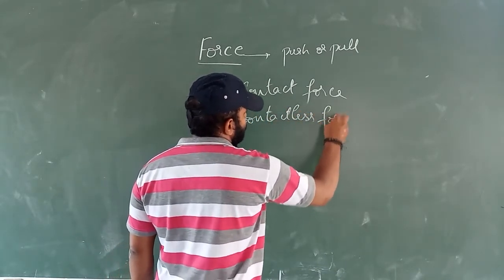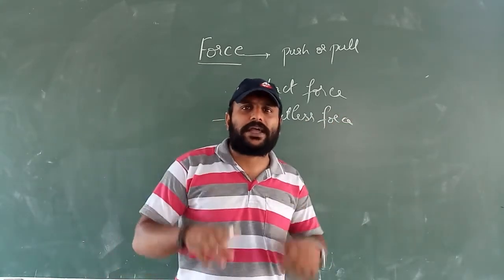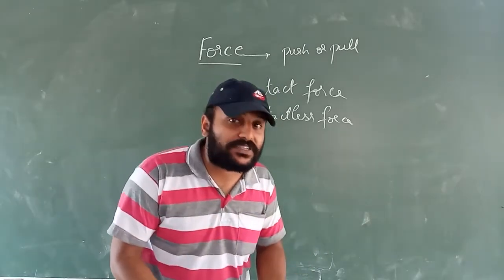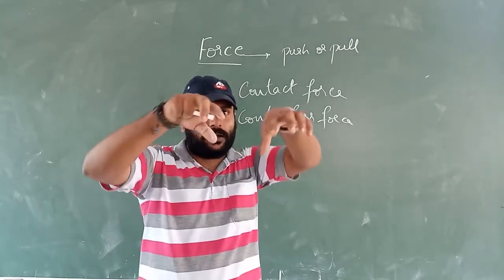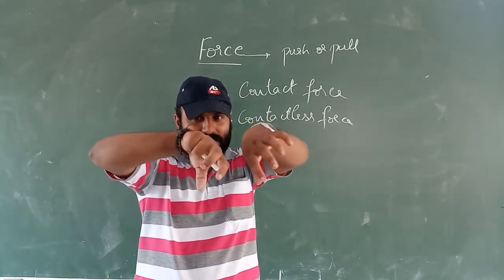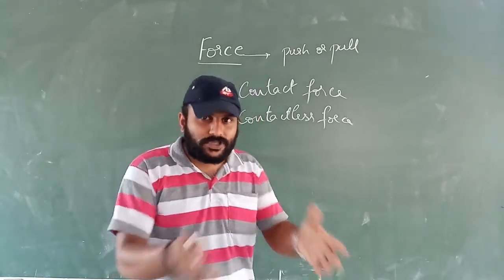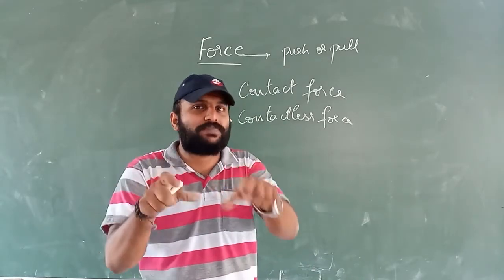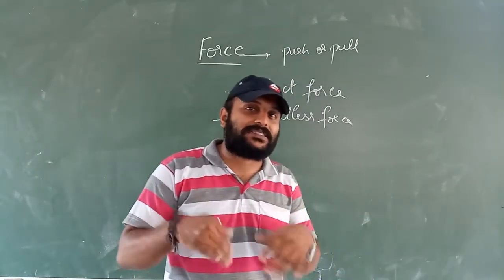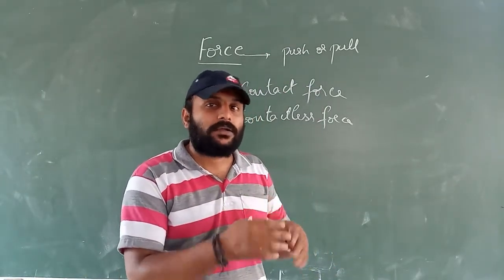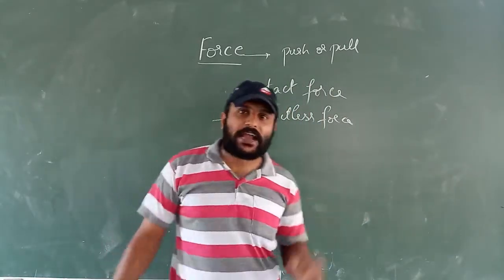Contactless force. Same definition. The force exerted by an object where there is no direct physical contact with the other object. Like for example, magnet. Think that two magnets are there, like poles. If you keep the like poles together at a distance, when you push one magnet, the other magnet will move. Right. So there is no direct contact, but still a force is being applied between the objects. So contactless force is nothing but the force exerted by an object with no direct physical contact with the other object.